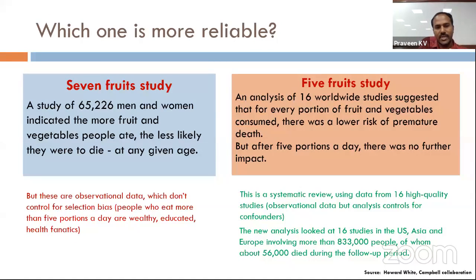The 7 fruit study, the first study, is based on a research study. They met these 65,000 people, took the information, and that is what they reported. But the 5 fruit study did not go individually to these people, unlike the earlier study.